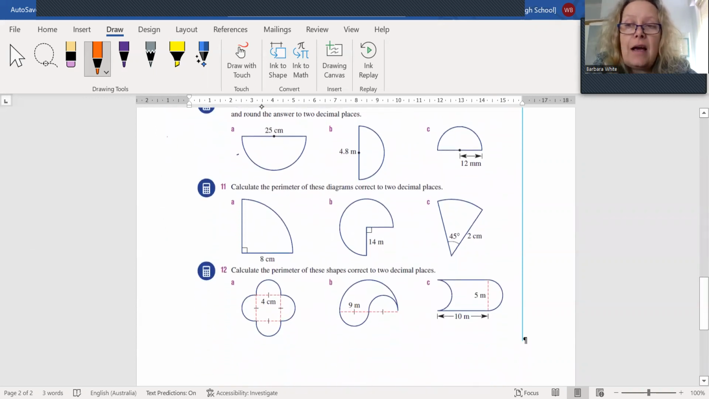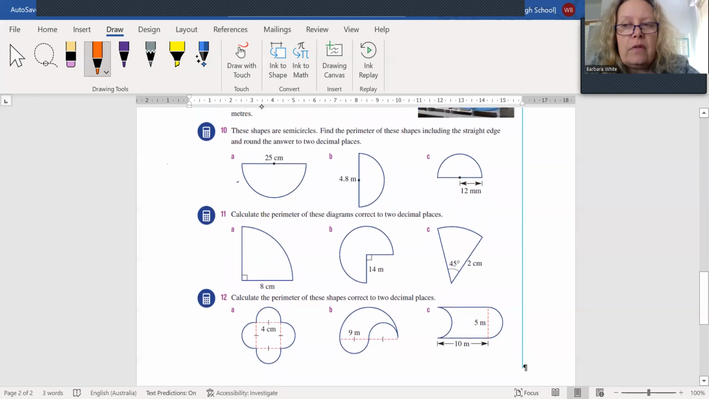These ones are a little bit trickier and I definitely want you to have a go. So it's asking you to find the perimeter of these shapes. The perimeter is made up of half a circle and a straight line, which happens to be the diameter.